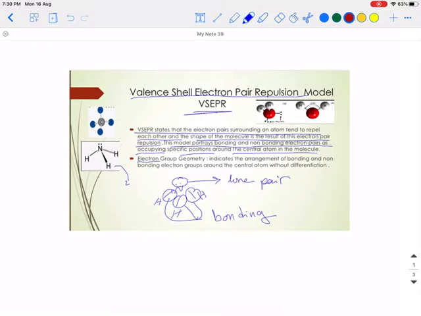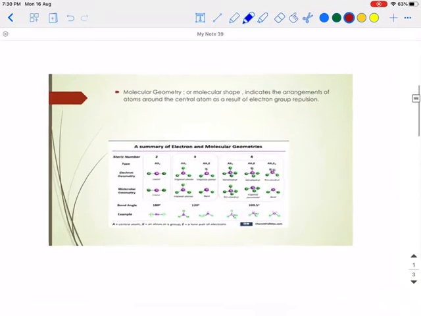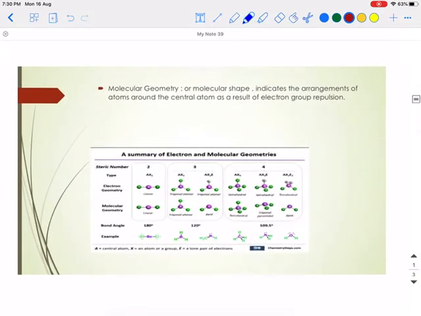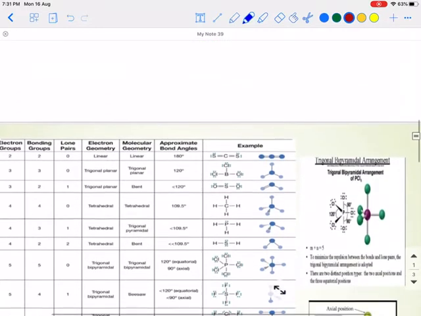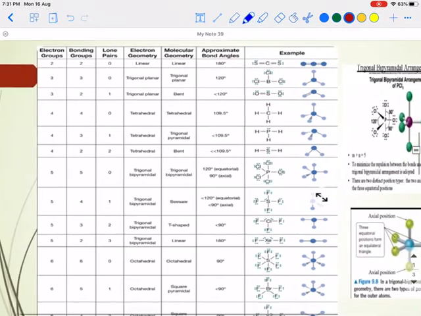We will get in touch with the following terms. Electron group geometry indicates the arrangement of bonding and non-bonding electrons around the central atom without differentiation, as we can see here. So here we have an electron group geometry of 4. Also, we will get in touch with the following term, molecular geometry. This molecular geometry indicates the arrangement of atoms around the center as a result of electron pair repulsion, so caring about the electron pair repulsion.